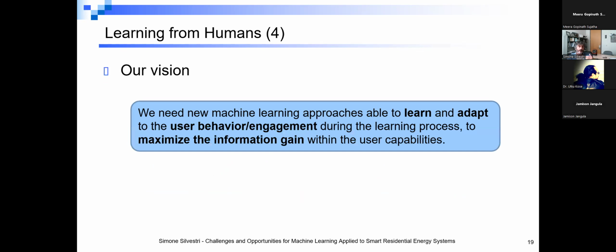So what we want to do here is design new machine learning approaches that can learn and adapt to the user behavior and engagement during the learning process, while at the same time maximizing the information gain and, basically, the accuracy of the inference capabilities of the model that you are designing.